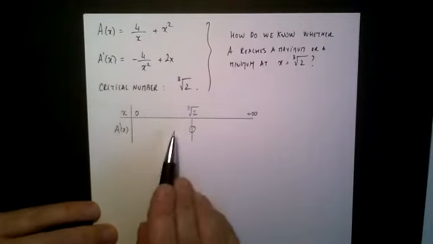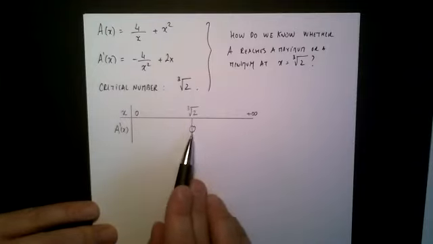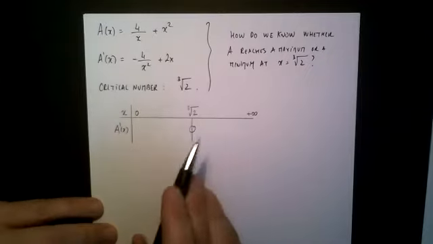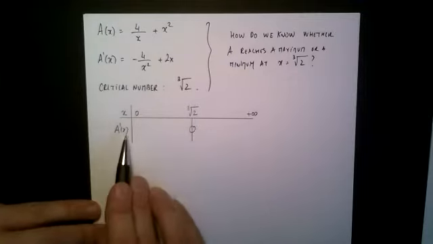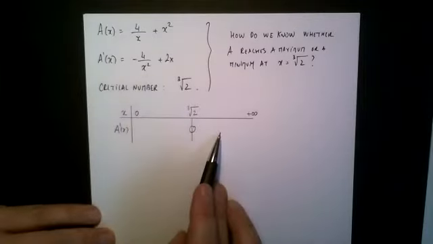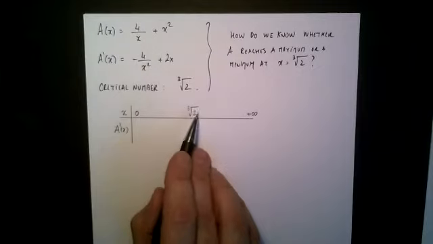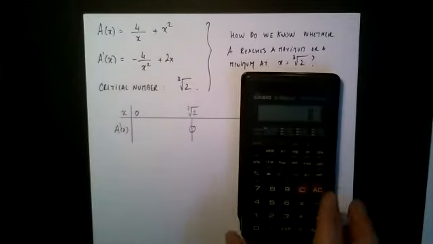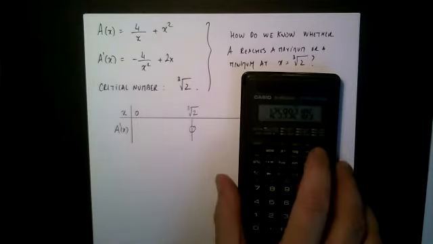Okay, so again, at x equals cube root of 2, A prime is 0. We know that because this is a critical number, and that's how we found it. Now, what we could do is plug in a number that's bigger than cube root of 2 into A prime and see if I get a positive or a negative number, and then the number before that. So let's take a number bigger than cube root of 2. Cube root of 2 is about 1.26.